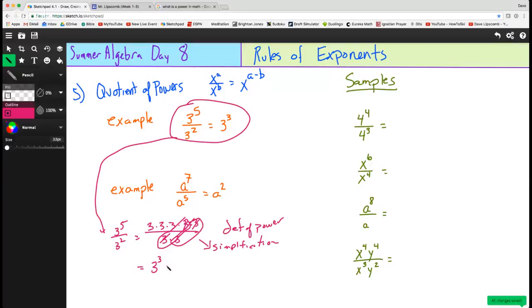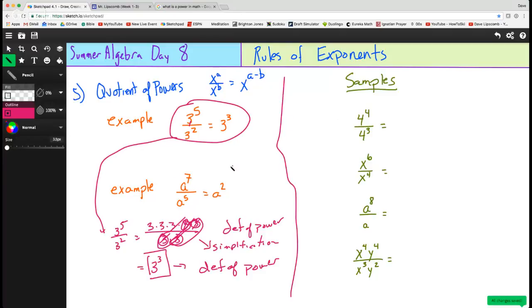And then we can rewrite 3 times 3 times 3 as 3 to the 3rd by the definition of power. So we see that 3 to the 5th over 3 squared, you don't divide them, you subtract them, because you need to take your 5 3's on top and you're getting rid of 2 of them with 2 3's on the bottom. So we have 5 3's and we're getting rid of 2. So that's 5 minus 2, or 3. All right, so let's do our samples.